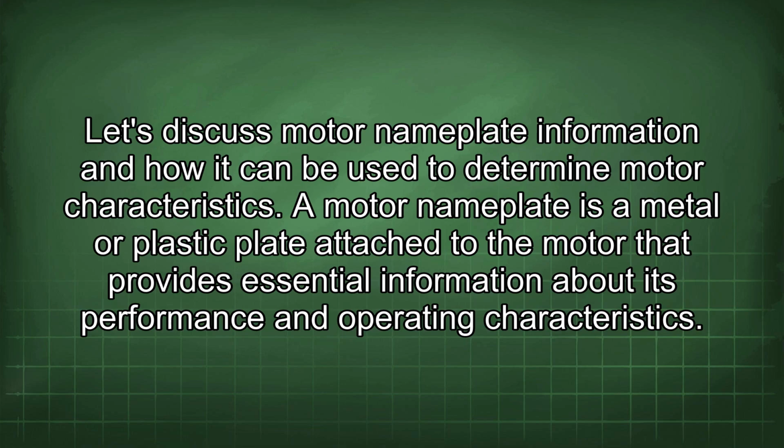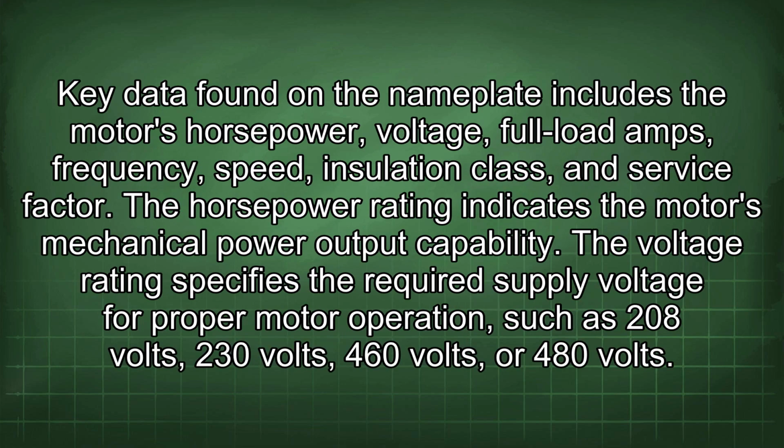Let's discuss motor nameplate information and how it can be used to determine motor characteristics. A motor nameplate is a metal or plastic plate attached to the motor that provides essential information about its performance and operating characteristics. Key data found on the nameplate includes the motor's horsepower, voltage, full load amps, frequency, speed, insulation class, and service factor. The horsepower rating indicates the motor's mechanical power output capability. The voltage rating specifies the required supply voltage for proper motor operation, such as 208 volts, 230 volts, 460 volts, or 480 volts.